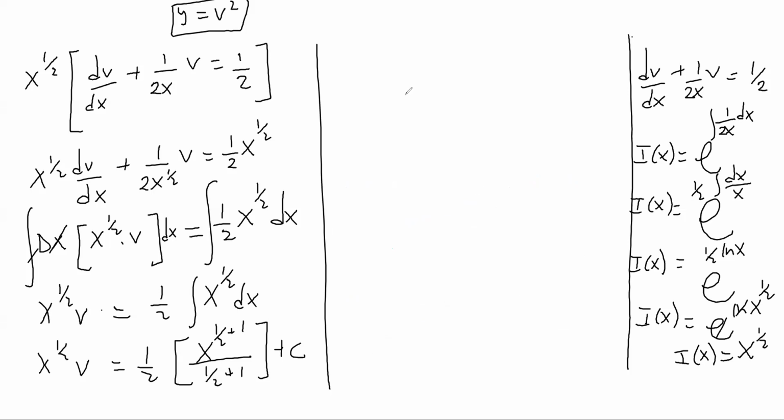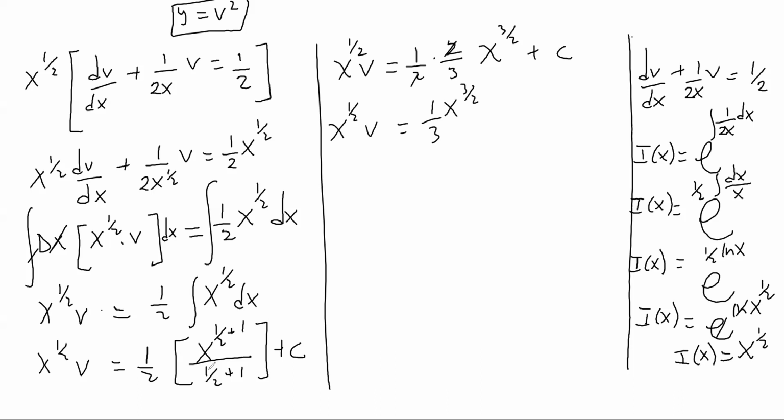So I will have x raised to the half v equal to half times, now 2 times 1 is 2 plus 1, 3 over 2, so I will turn it around, times 2 over 3, and then I will have x raised to 3 over 2 plus some c. I notice that this half can go out with this 2, so I will have x raised to the half v equal to 1 over 3 x raised to the 3 over 2 plus c.